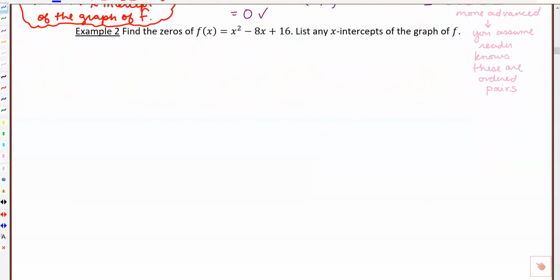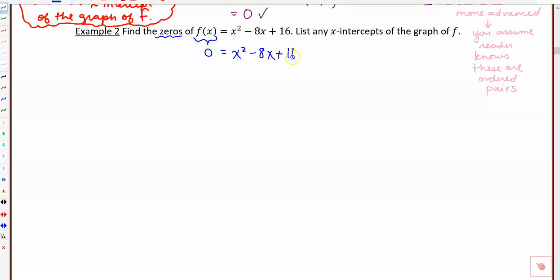All right, let's take a look at another example. For example 2, it says find the zeros of f of x is equal to x squared minus 8x plus 16, and then list any x-intercepts of the graph of f. All right, so again, when I ask you to find the zeros where the f of x is, we're going to put a 0 in.